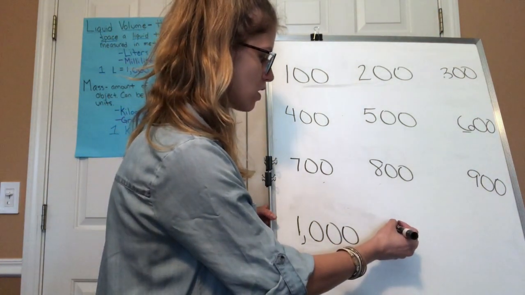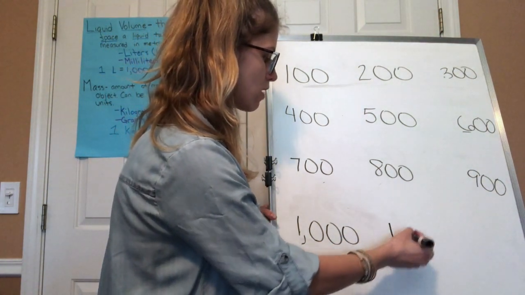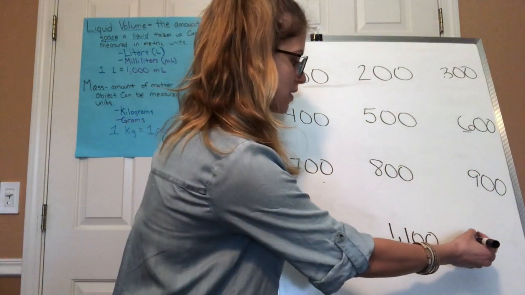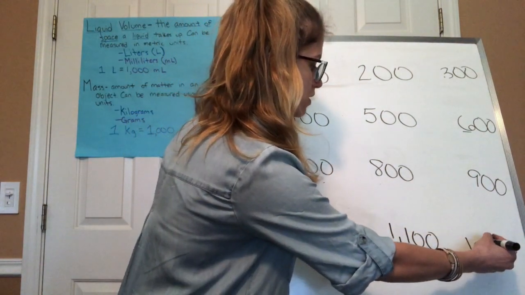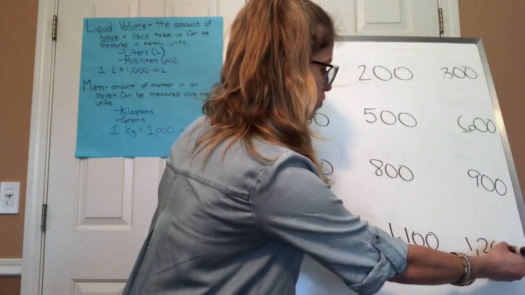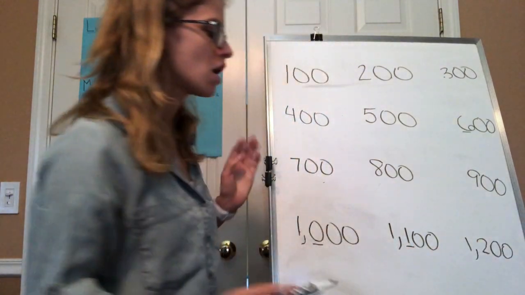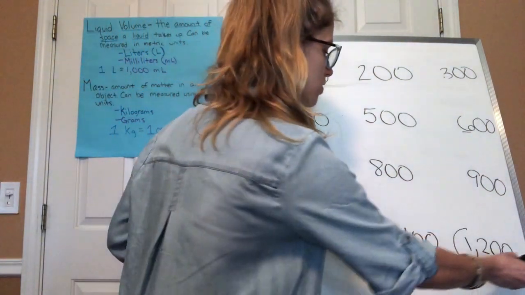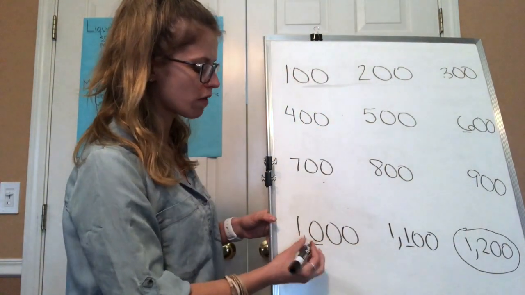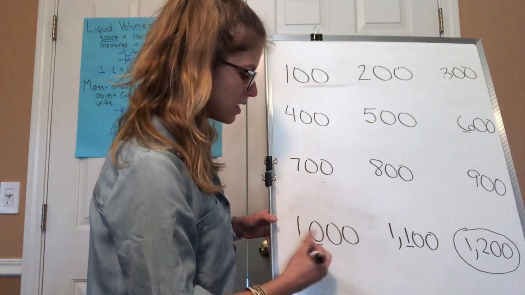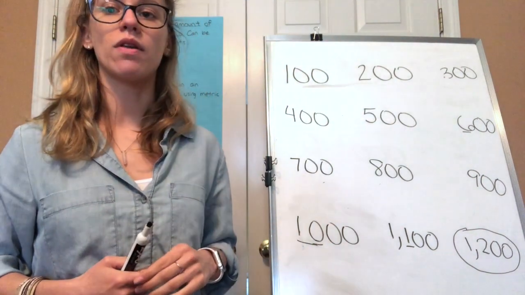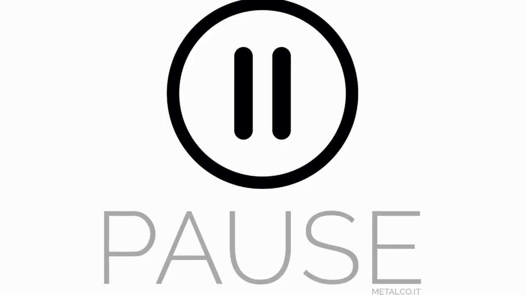Next would be 1,100. My next number would be 1,200. And think about a different way that I can say 1,200. Just like I can say 1,000 is 10 hundreds. What can I say for 1,200?